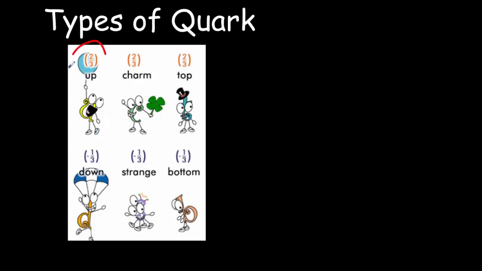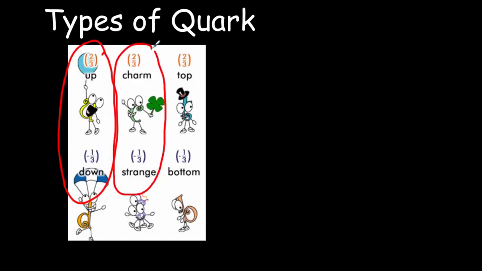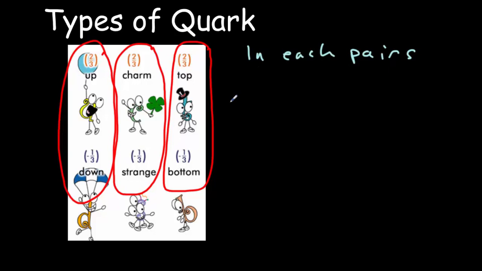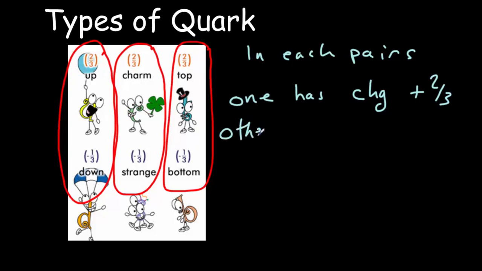So you'll notice that we kind of have pairs here. We have an up quark and a down quark, and another pair of a charm quark and a strange quark, and then the third pair being a top quark and a bottom quark. And what you want to notice here is that in each one of the pairs, one has charge plus 2/3, and the other has a charge of negative 1/3.